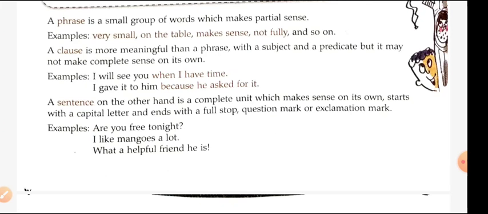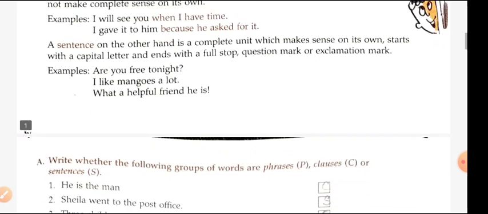A sentence, on the other hand, is a complete unit which makes sense on its own, starts with a capital letter and ends with a full stop, question mark, or exclamation mark. Examples: Are you free tonight? I like mangoes a lot. What a helpful friend he is!